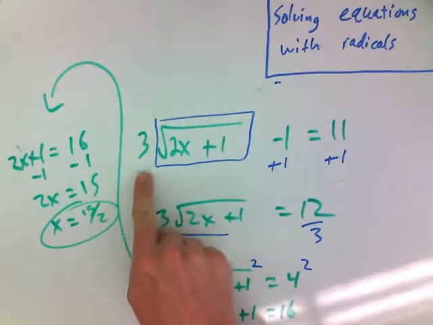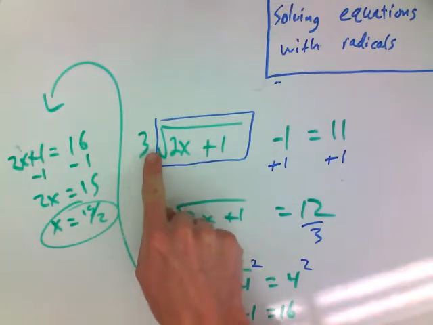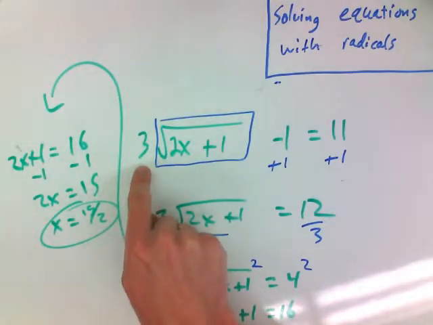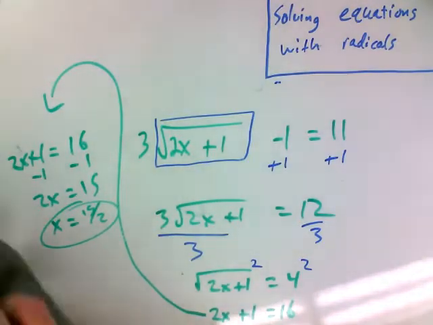So the key thing about this one is that number out in front, there's nothing there. It's like, what's it doing? I can't just subtract it, right? That's a multiplication right there, so just make sure you divide.